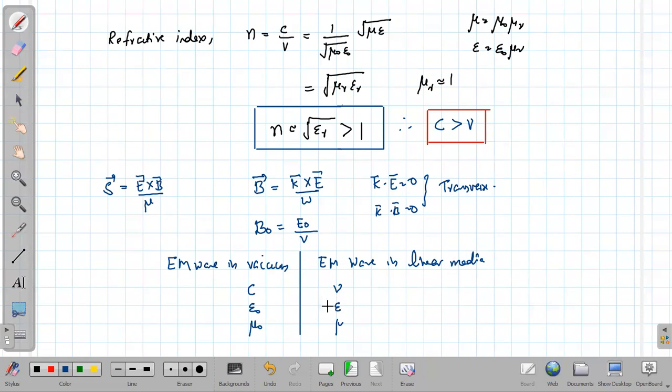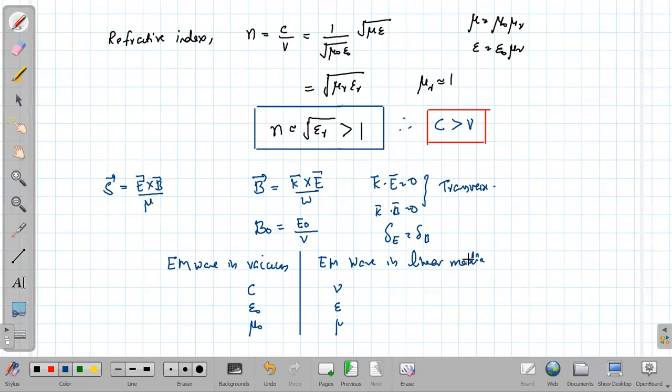Even the mathematical structure of the energy density, the momentum density, and the Poynting vector, all the structures are the same. Only wherever c, epsilon 0, mu 0 come in the case of an electromagnetic wave in vacuum, that has to be replaced with v, epsilon and mu. That is the only thing you have to remember. The transverse nature, and the same phase of the electric field and magnetic field, so delta E equal to delta B. All these aspects are the same for an electromagnetic wave in vacuum as well as in a linear medium.